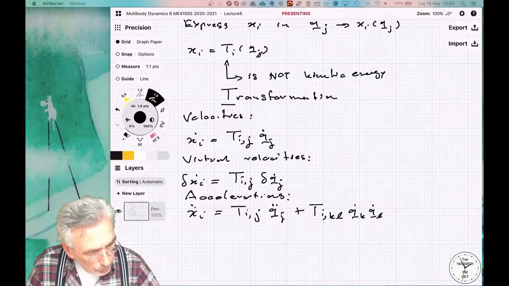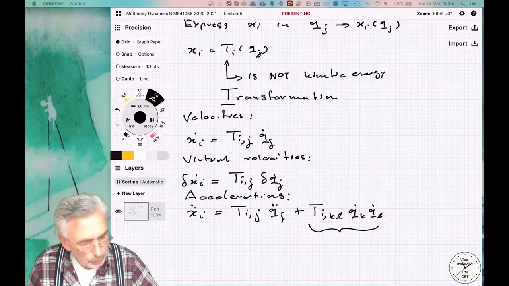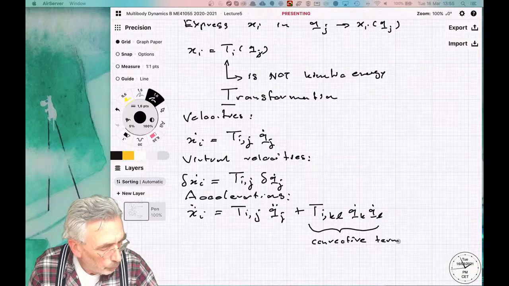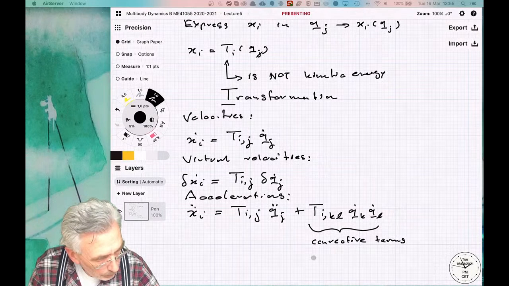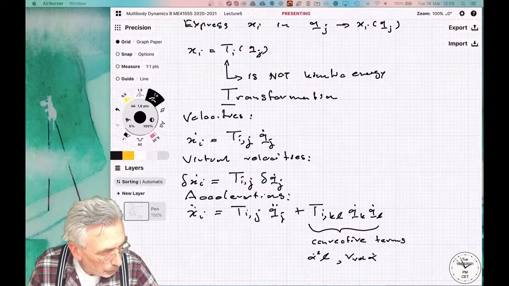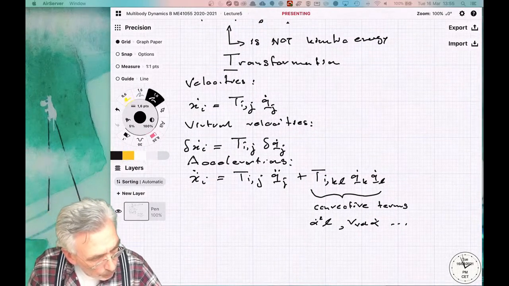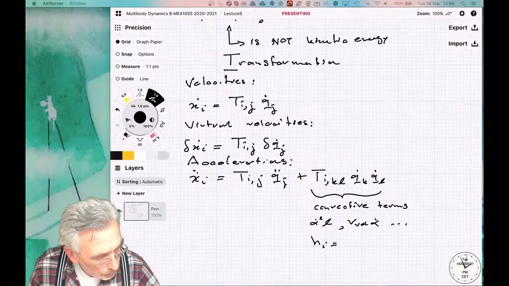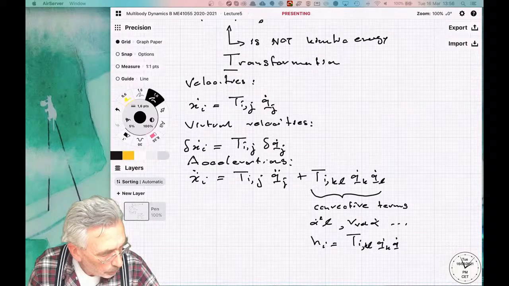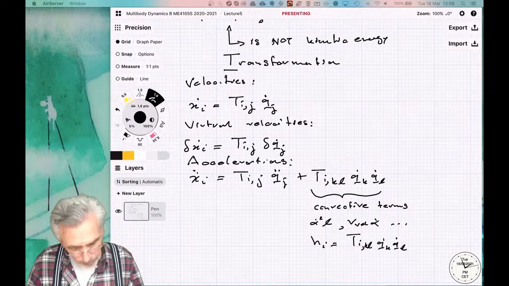Now we have specific terms for that. This seems very complex, but the outcome is just one index. So we call that the convective term, and that's something I think from fluid dynamics. It has things like alpha dot squared L, and it has V relative times alpha dot. Those kind of terms are there. And we're going to give it a special name. I usually like to call it Hi equals Tikl q dot k q dot l. I do that to show, oh, it's just one vector, it's just a column, right? Okay.